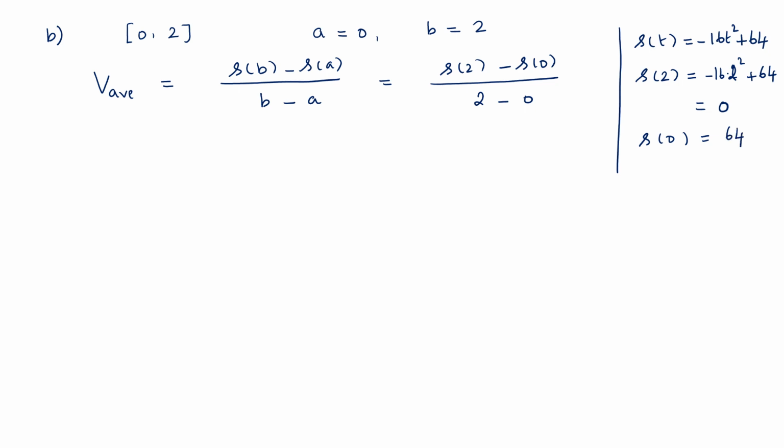So replace the values here. S of 2 is 0, and S of 0 is 64. The change is divided by 2, which is equal to minus 32 feet per second. So the average velocity is minus 32 feet per second.